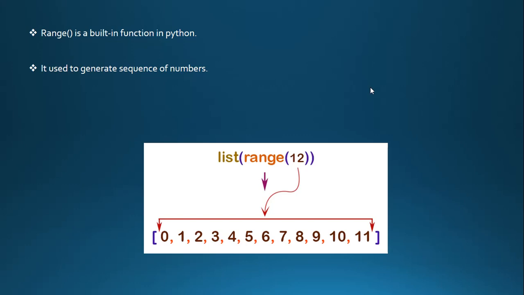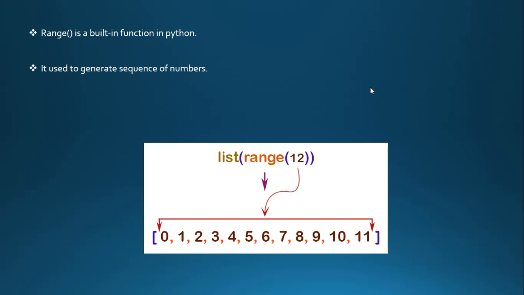Range is a built-in function in Python. As you know, there are some functions which are inbuilt in Python, which you do not need to import from any other external package. A range function is used to generate a sequence of numbers. So as you are seeing in the image, range 12 is generating numbers from 0 to 11.